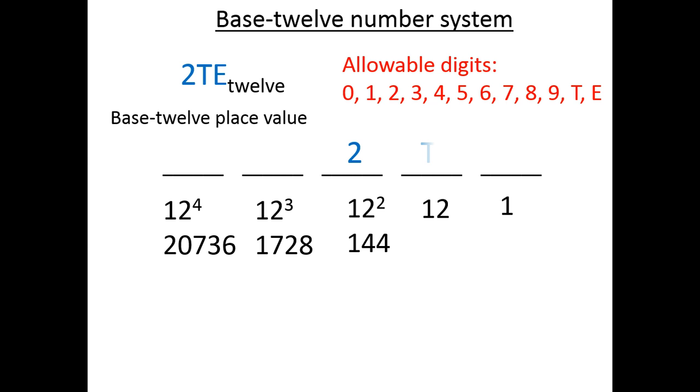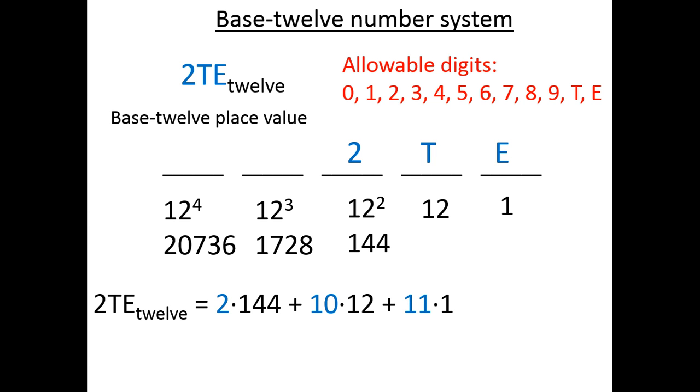So this number, 2TE, is telling us that we have 2 groups of 144, T meaning 10, groups of 12, and E meaning 11 ones. So to us, this number is 419.